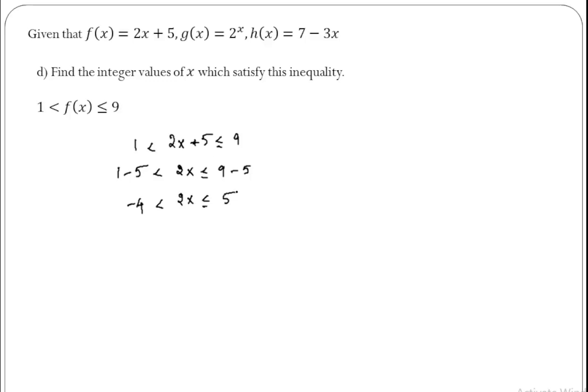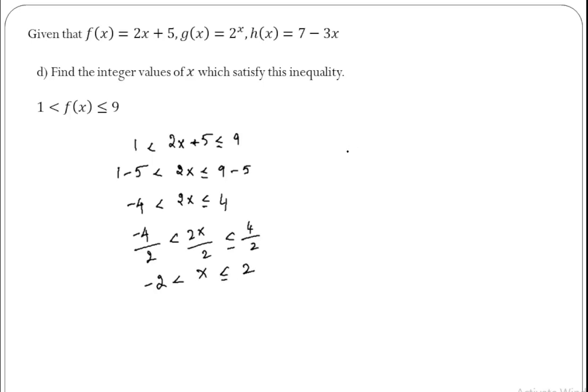And less than or equal to 9 minus 5, which is 4. Then we have to eliminate the coefficient of x, 2, by dividing by 2 on all the sides of the inequality. Then negative 2 is less than x, less than or equal to 2.